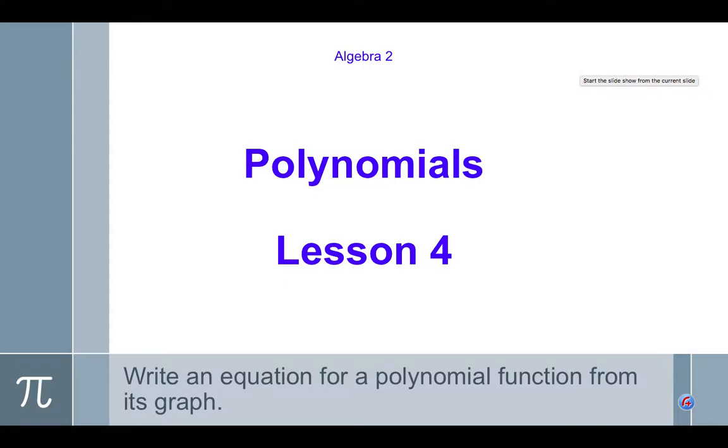Study of polynomials. We're going to be looking today at how to write an equation for a polynomial function from its graph. So we're going to be going backwards from what we just learned on how to graph from the equation. So it's actually a very intuitive piece. If you follow along, we'll go ahead and get started.